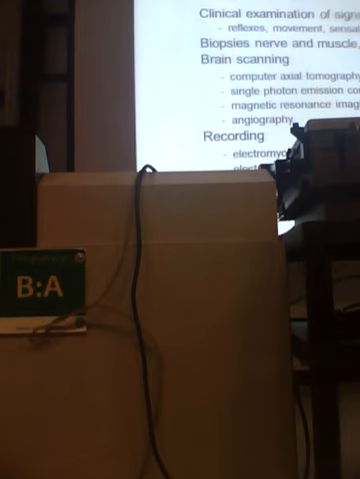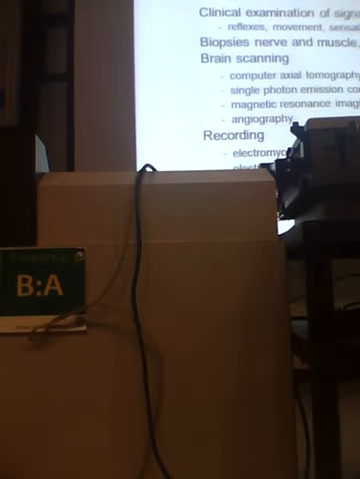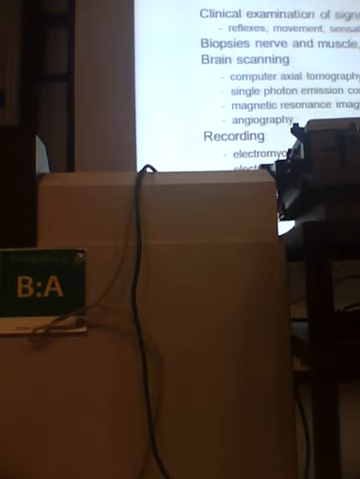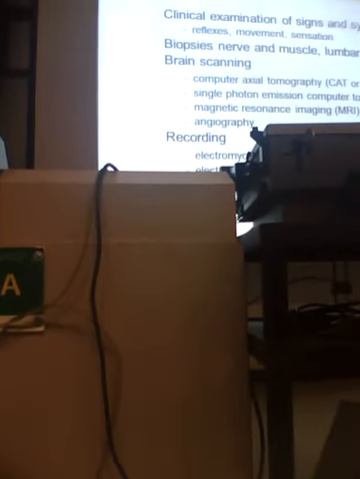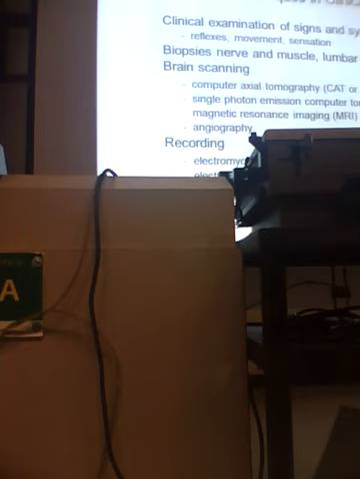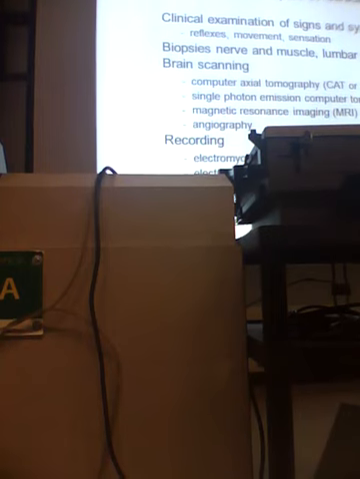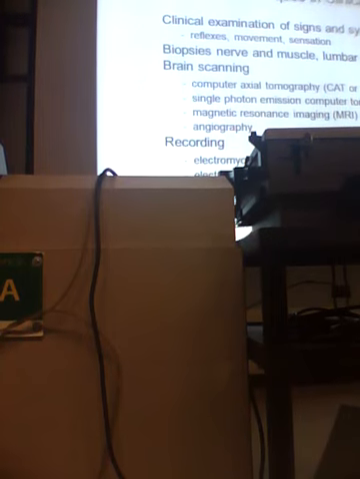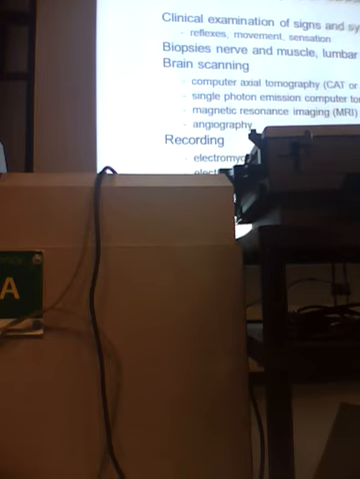One of the really important things, or common things, I should say, that clinicians often do is brain scanning of one sort or another. And there's a bunch of these, and I'll go through these later on in more detail. CAT scanning, SPECT, magnetic resonance imaging, and angiography. We'll talk about those later on.